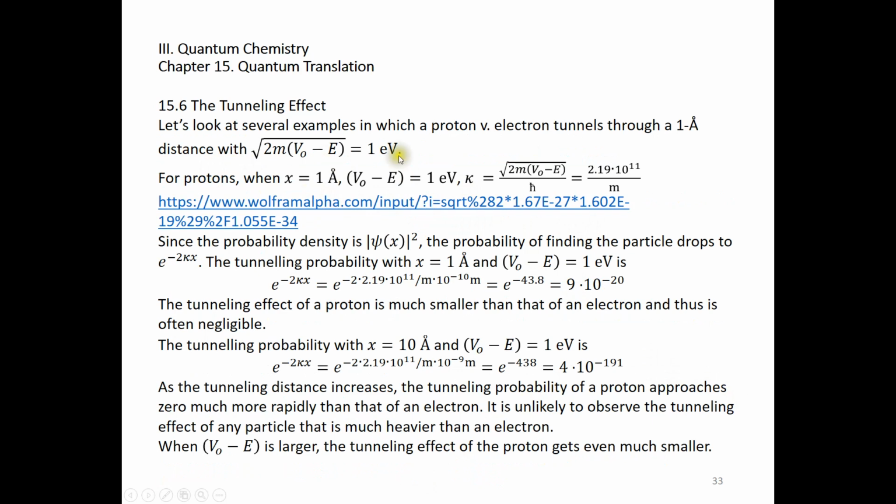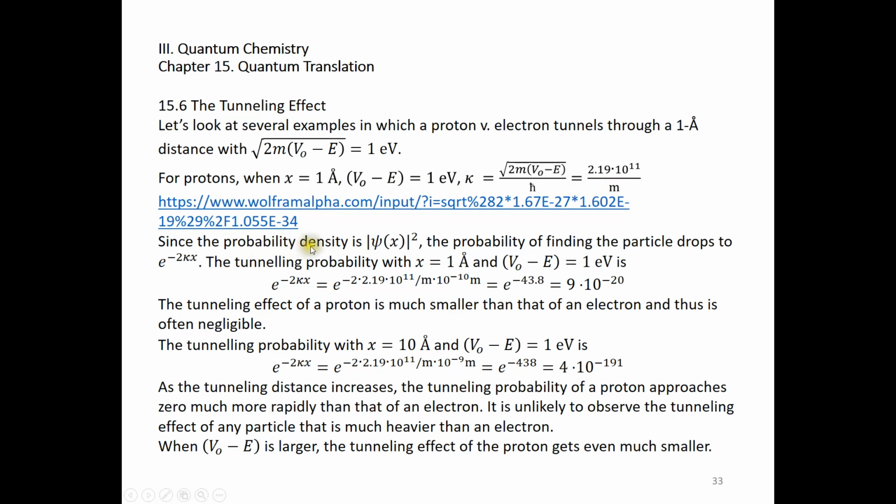Now let's look at several examples for protons. For protons, we use the same parameters for the tunneling distance and the difference between V0 and E. We compute kappa again. This time, this kappa is really large. And why is that? Because the mass is now 1800 times larger than the mass of an electron. So we're going to plug in all the numbers. Over here, it's actually about 219 billion per meter.